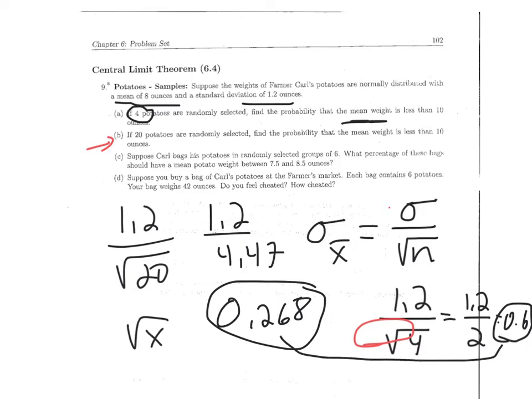Notice it's smaller than with a sample size of 4. A sample size of 20 gave me a much smaller standard deviation. There's going to be less variation in how all those sample averages, sample means, group around the population mean of 8. So let's go ahead and use David Lane to figure out that probability.